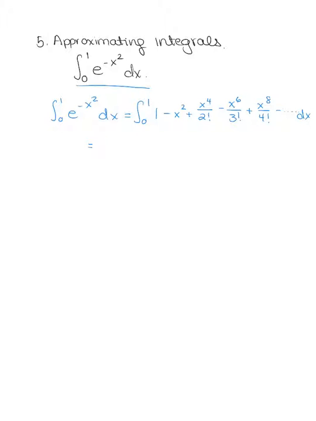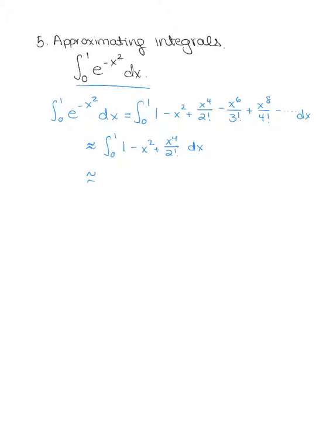But I'm actually going to cut it off. It depends what accuracy we want, but I'm going to just cut it off for the first few terms. So I'm going to say that this is approximately equal to the integral from 0 to 1 of 1 minus x squared plus x to the 4th over 2 factorial. Okay, and someone else might decide that they want to go a little bit further. That's as far as I'll go.